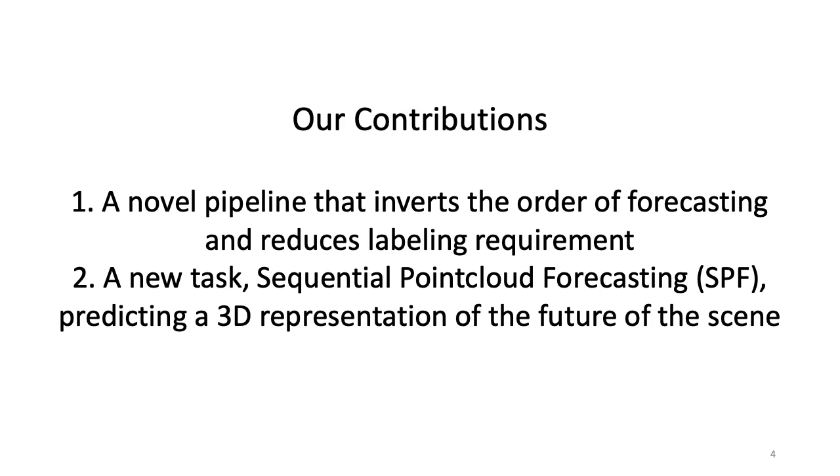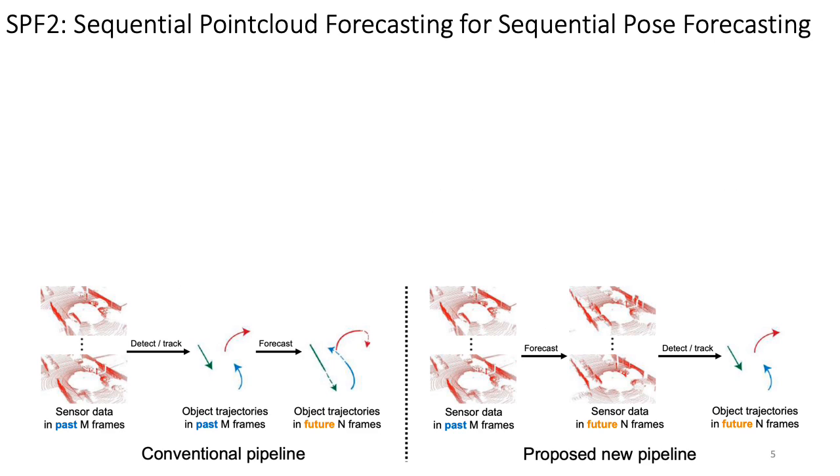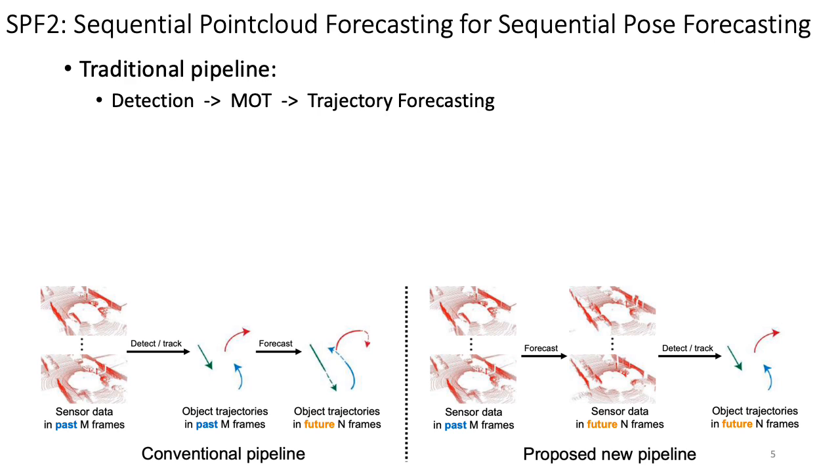In this work, we propose a novel perception and prediction pipeline that inverts the order of forecasting in the standard pipeline. Compared to the standard pipeline, our new pipeline can largely reduce the labeling requirement. In the meantime, to support our new pipeline, we also propose a new task, which we call Sequential Point Cloud Forecasting, abbreviated as SPF. Now let's take a look at our new pipeline, which we call SPF squared.